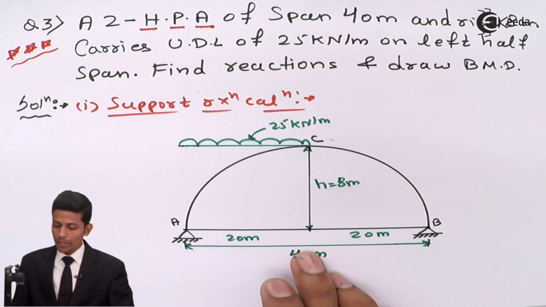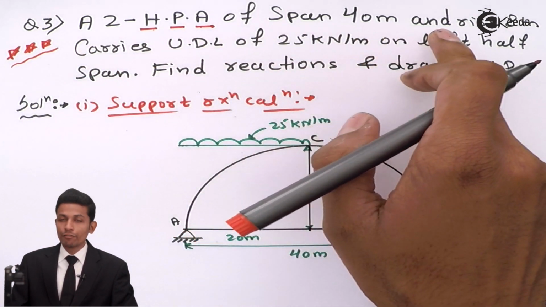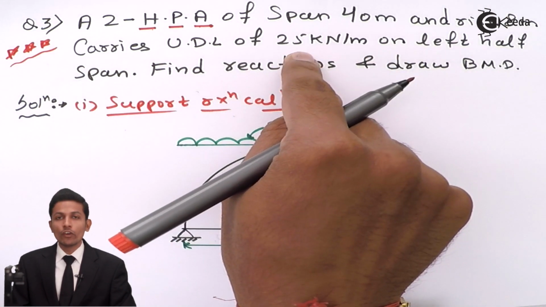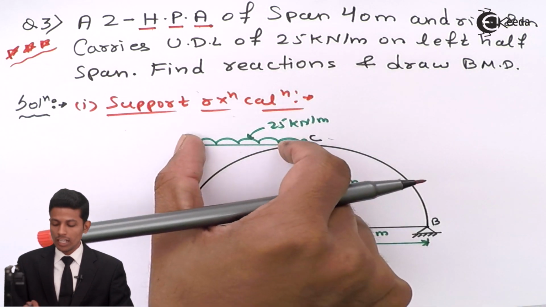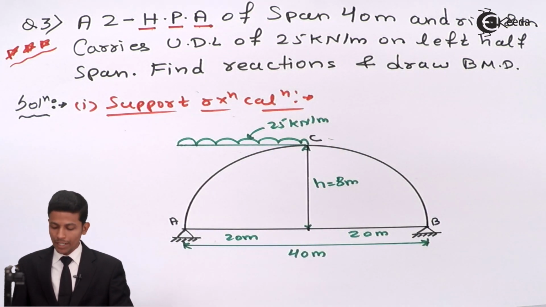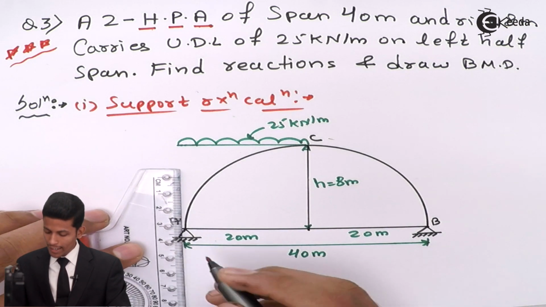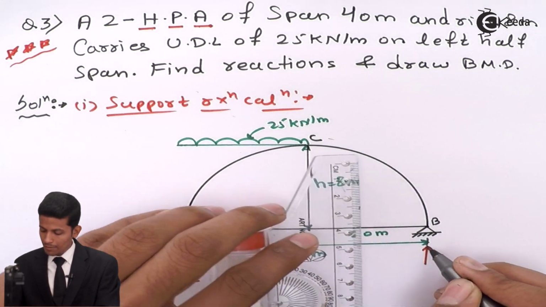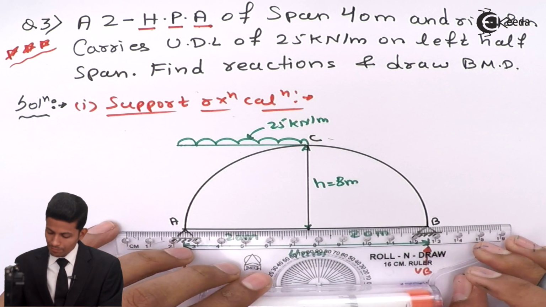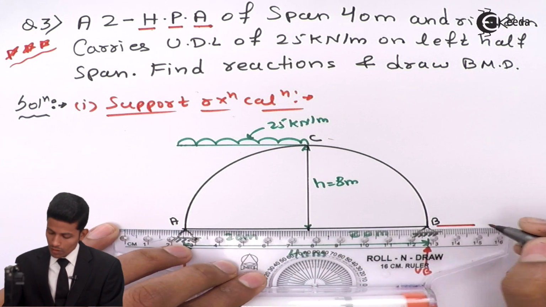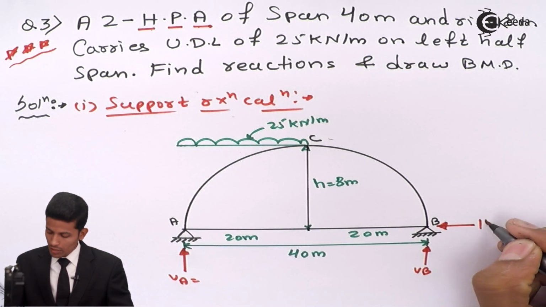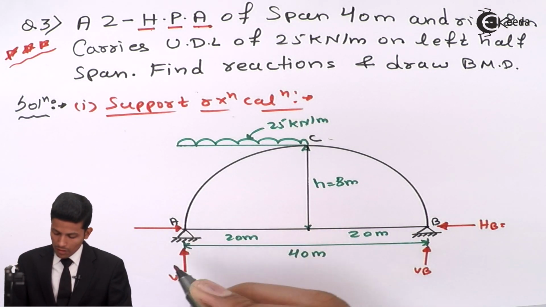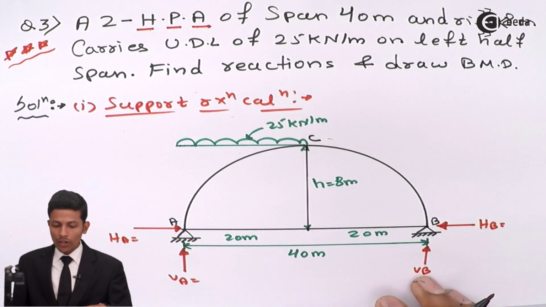Now see, friends, this is the diagram given to us. A two hinge parabolic arch of span 40 meter, rise 8 meter, carries UDL of 25 kilonewton per meter on the left half. This is the left half UDL, 25 kilonewton per meter. Now first of all we find the reaction. To find reaction, this value will be VA, this value will be VB, and as H is always inward, HB and HA. Okay, now let's start.